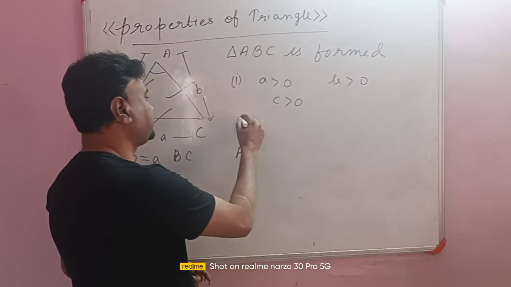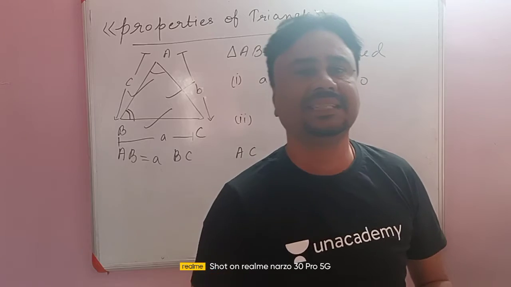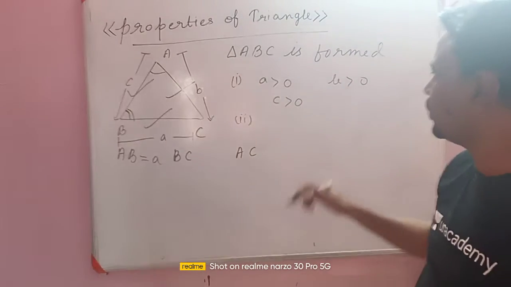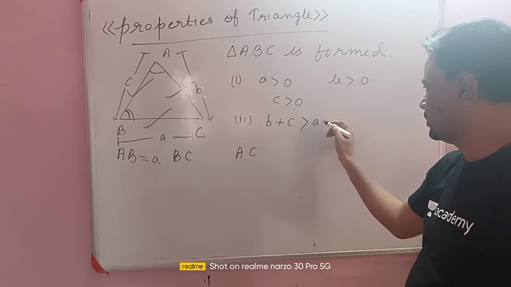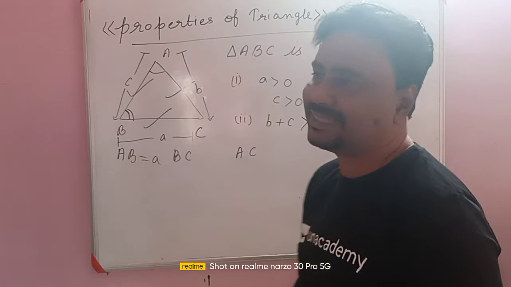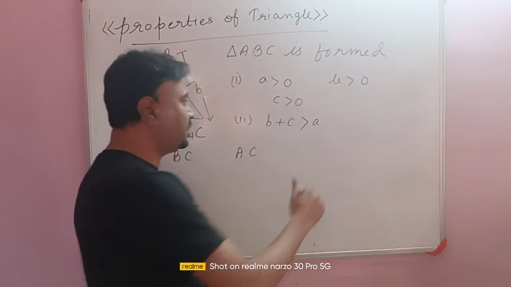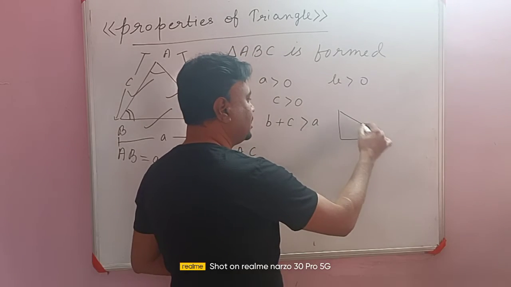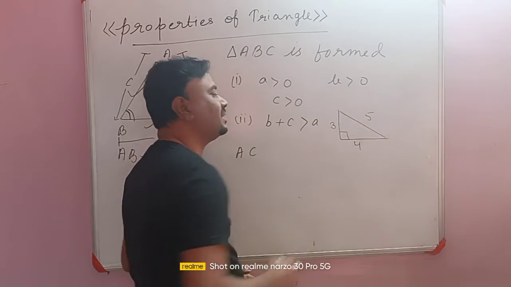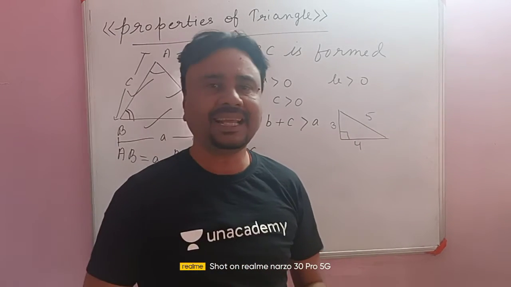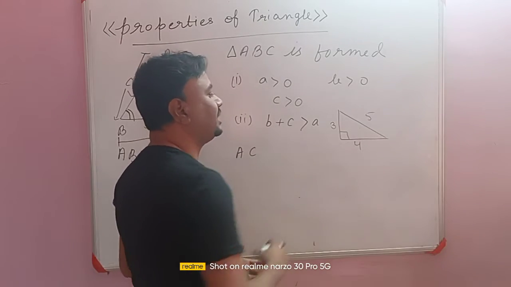Rule number 2. All of you have understood in class 9th and 10th that a triangle is formed only when the sum of the lengths of two sides is always greater than the third side. It means that if you want to test a triangle, let's say a right angle triangle, with lengths 3, 4 and 5, we say that this triangle is formed only when the sum of two sides is always greater than the third side.